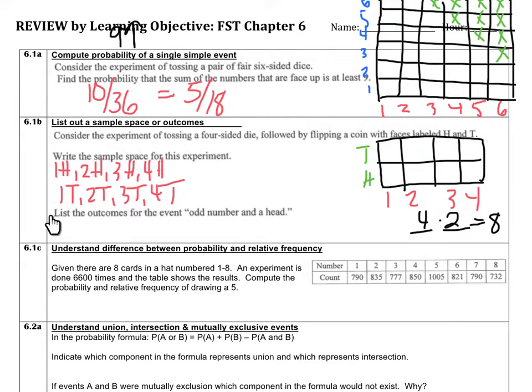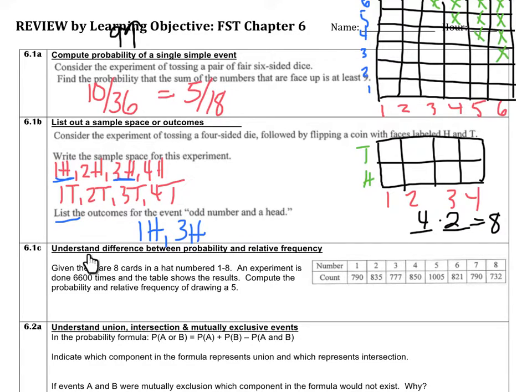The second part here says list the outcomes for the event where it's an odd number and a head. So all I'm going to do is go back to my entire sample space and look at the ones where there's an odd number and a head. And I can tell here there's only 2 scenarios. It's a 1H and a 3H. And there I listed the outcomes. Be careful, they did not ask me for the probability. If it was the probability, it would be 2 out of 8. They actually just wanted them listed.